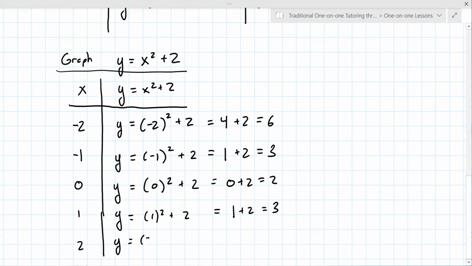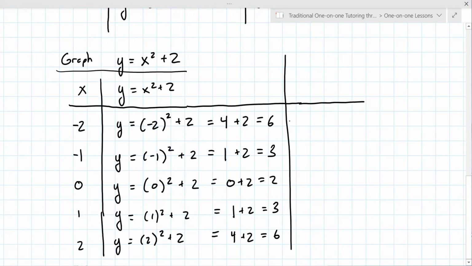All right, and the next one is y equals parentheses 2 squared plus 2. What does that become? 4 plus 2 equals 6. Okay, great. Now, the first one here, what is the ordered pair that is created from this first line here?